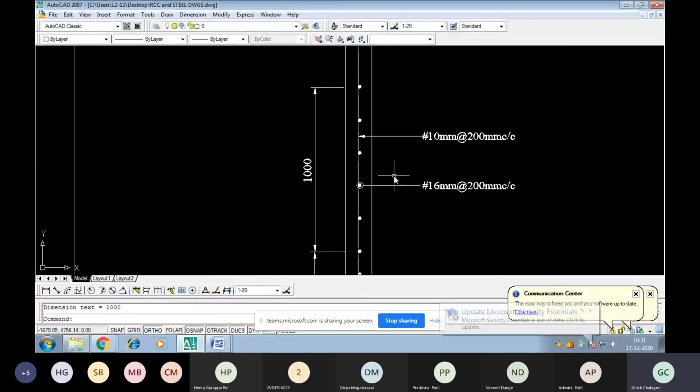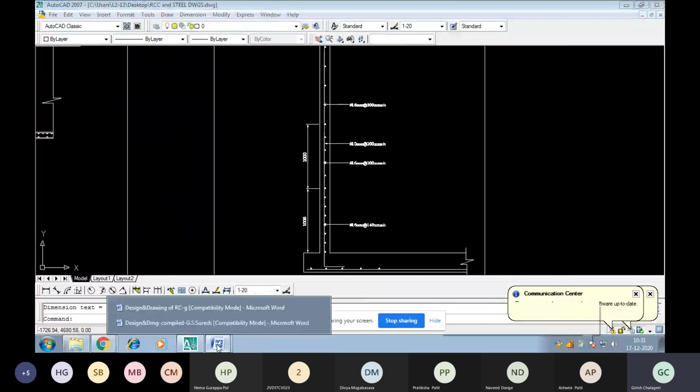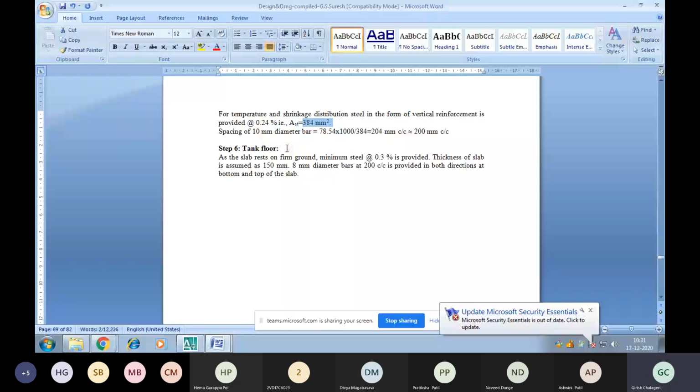Now coming to the bottom slab, as I told, it is firm, unyielding ground. So the moment carrying capacity of this floor is more here. So here we can provide the minimum steel by taking the thickness of slab as 300 or 200 mm. Here they are assuming the thickness of slab as 150 mm, so it will be very less. Let us go with the slab thickness of 250 mm, which is resting on a ground, providing minimum steel of 0.3%. So 0.3% of reinforcement, what will be the reinforcement here?